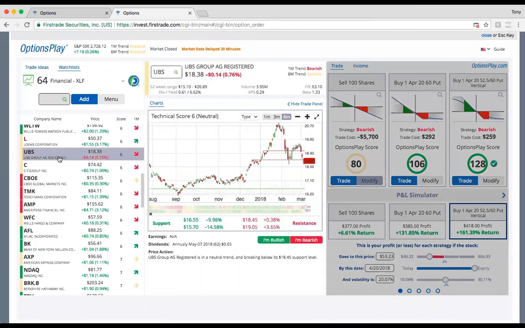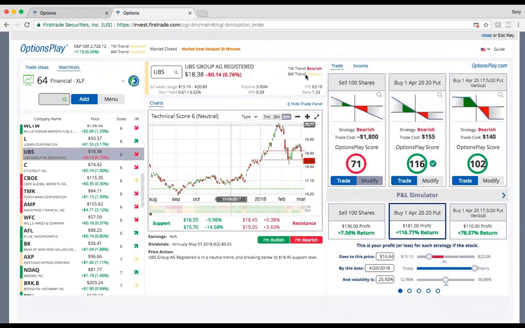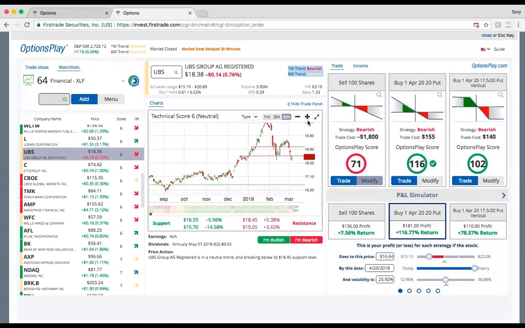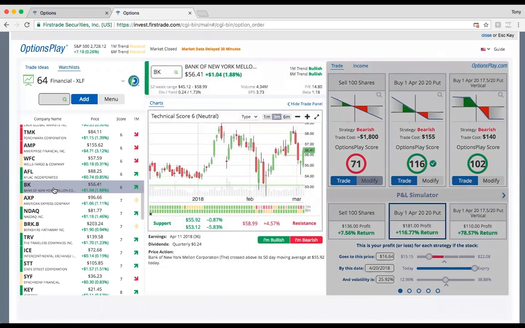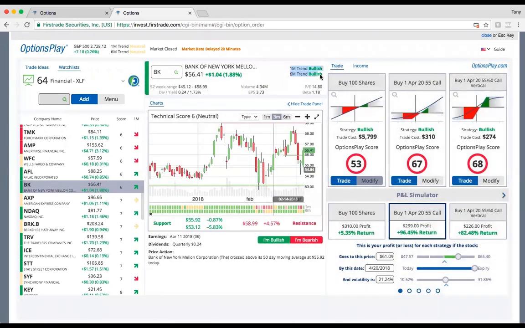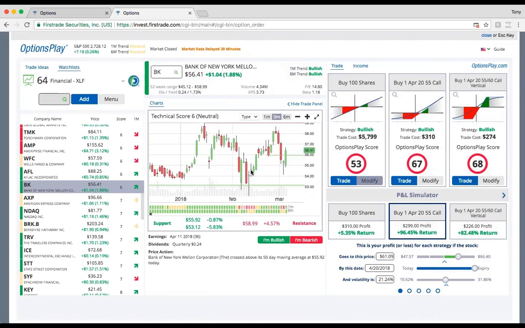Like, for example, UBS, this is a neutral stock, but the 1 month and 6 month trend is neutral. And if you zoom in here, I see that it just broke below a support level. So these are all the things that point to me, maybe this stock is headed lower. Conversely, if I look at Bank of New York Mellon, this is a neutral stock, but the 1 month and 6 month trend has turned bullish. So this might be a neutral stock that's starting to trend higher. These two indicators alone provide me with a lot of information that already encompasses all the other things such as fundamental and technical analysis, because it's using price action to derive this data.